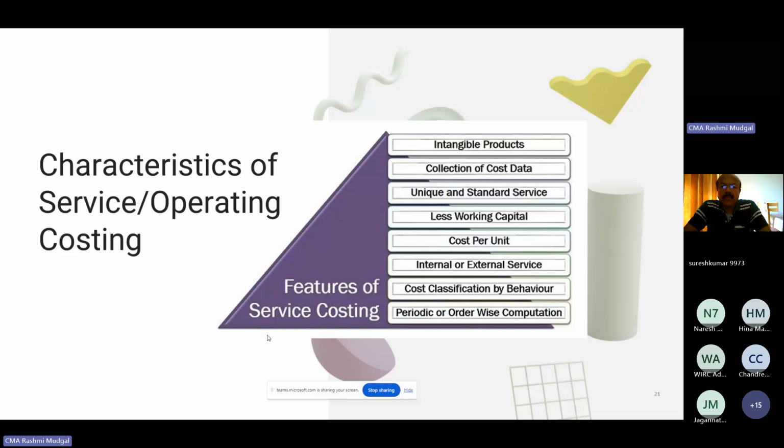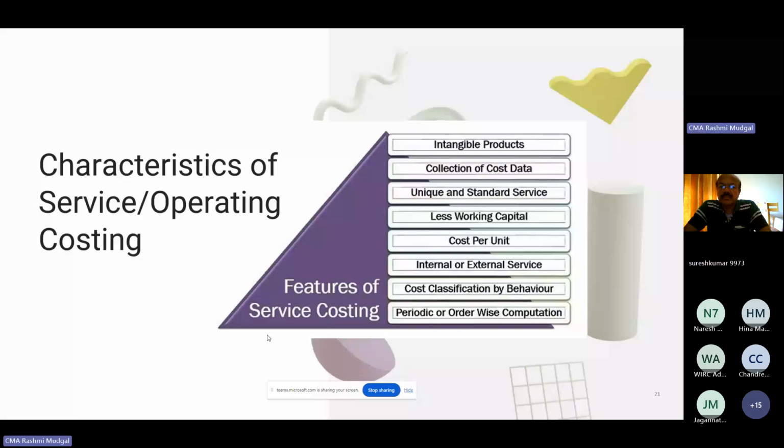There are areas where cost can be compared across services. Periodical and order-wise computation: we can see how much time the service takes, and orders of services are also there, so we can calculate it in this manner also.